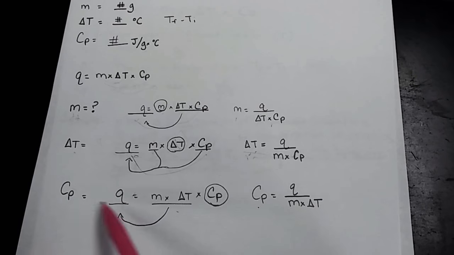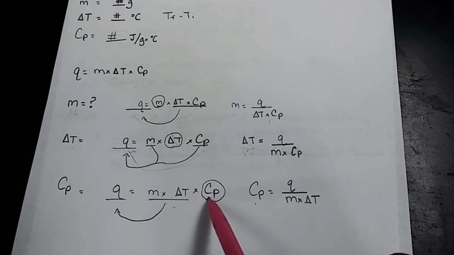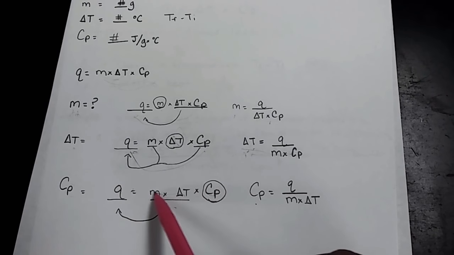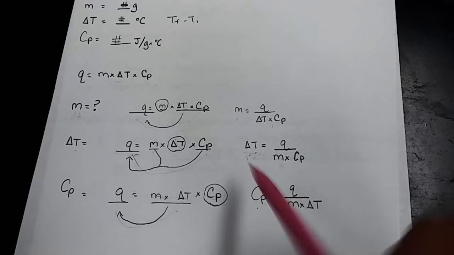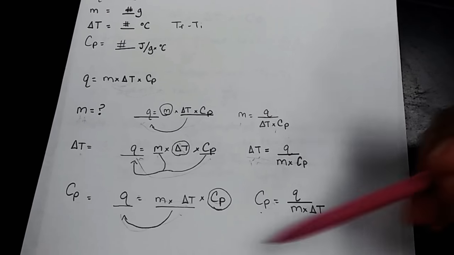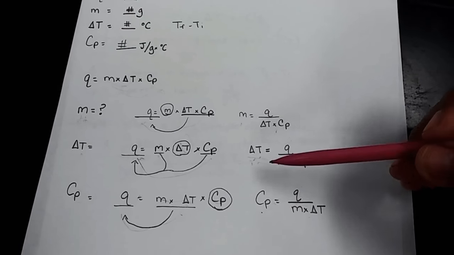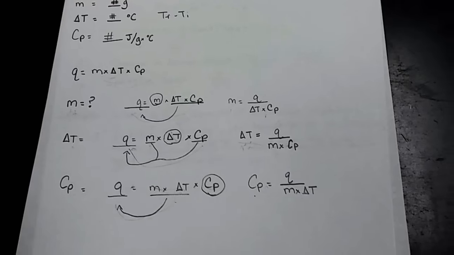And then last but not least, specific heat. If we're trying to find that, we isolate specific heat, leave it by itself, so we bring the other two variables to the bottom, underneath the Q. So if you notice, for all of them, Q is on top, and the other variables come underneath it. So in this problem, we're using this particular formula.